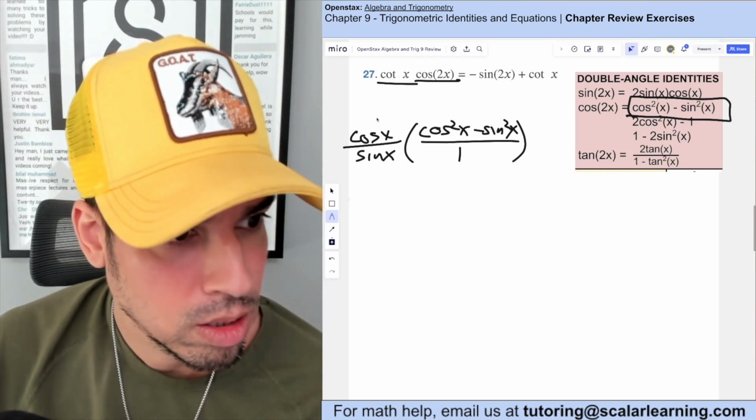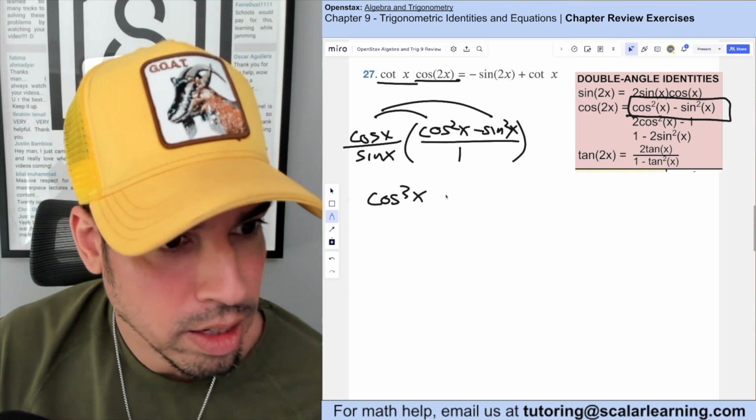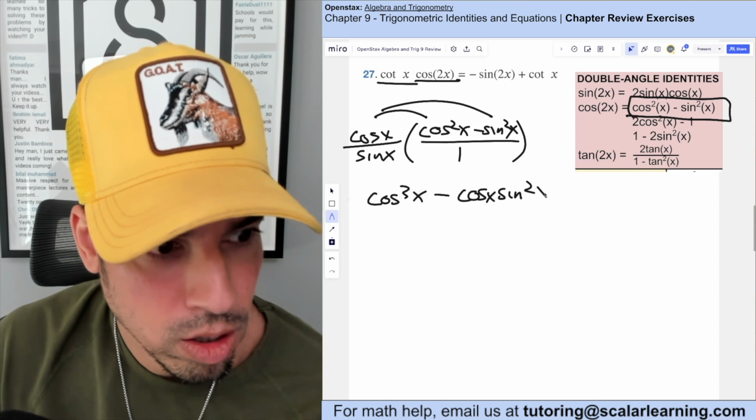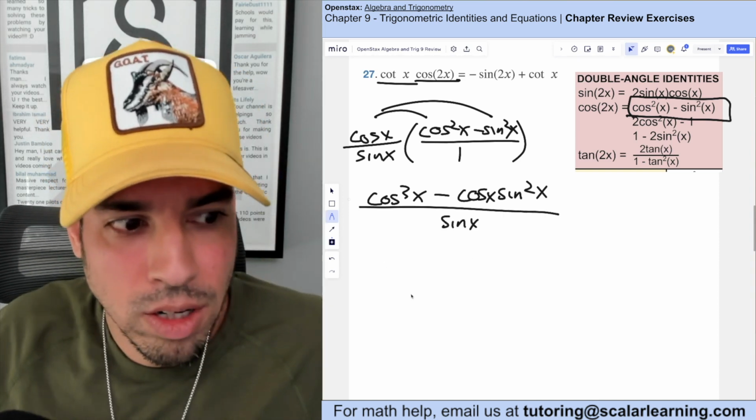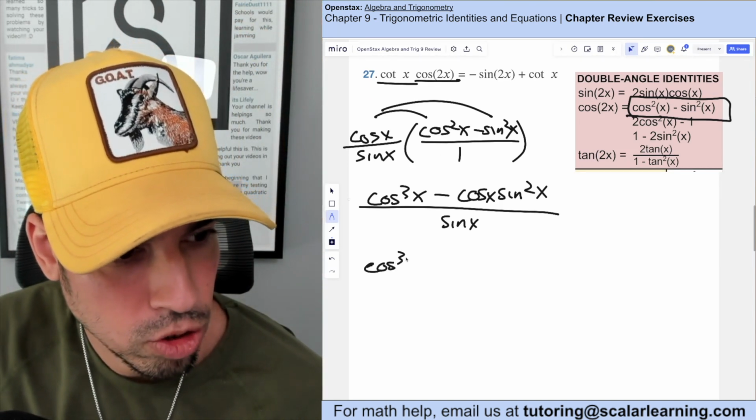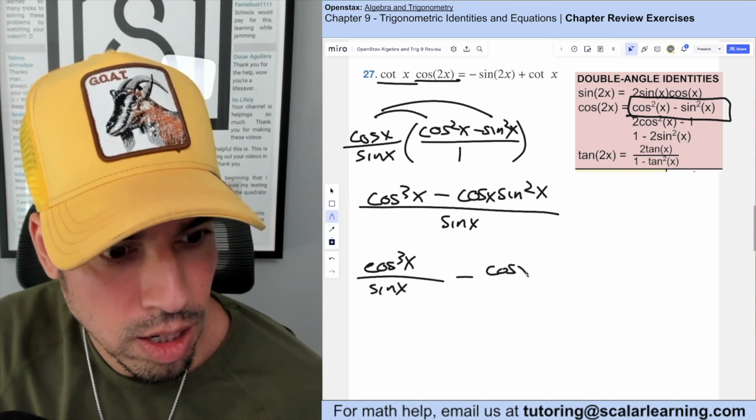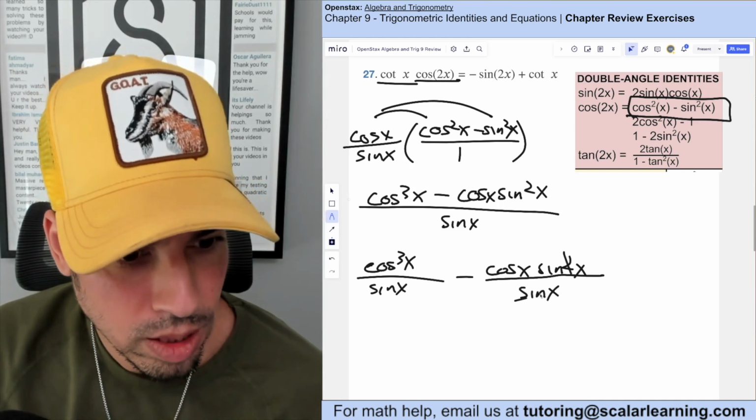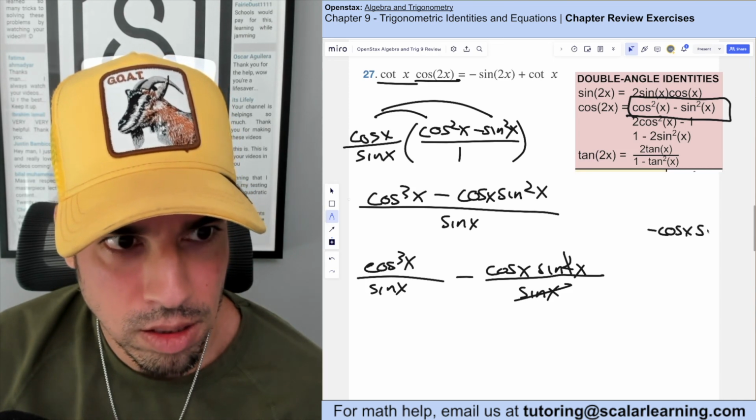Now we're going to distribute. And we've got cosine cubed x minus cosine x sine squared x, all over sine of x. Now I'm going to separate these out into 2 different fractions by splitting it up. So I've got the first term, cosine cubed x over sine of x, and then minus cosine x sine squared x over sine of x. So this is going to cancel out with this. So this one on the right, we've got minus cosine of x sine of x.